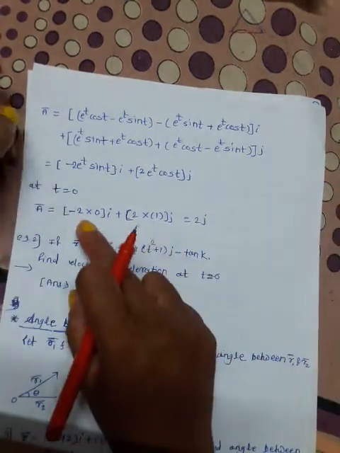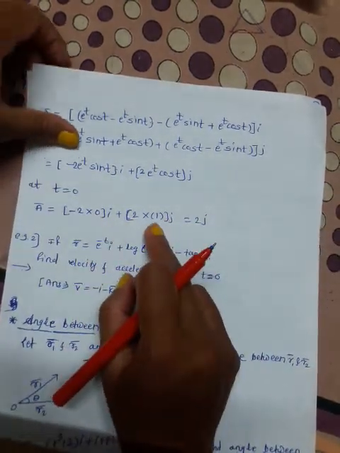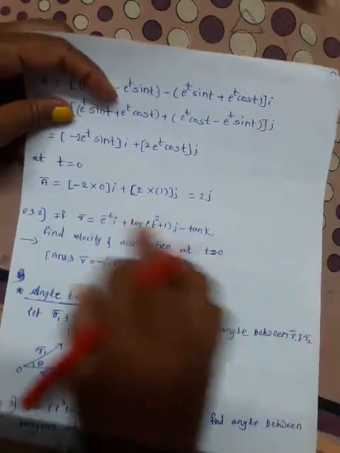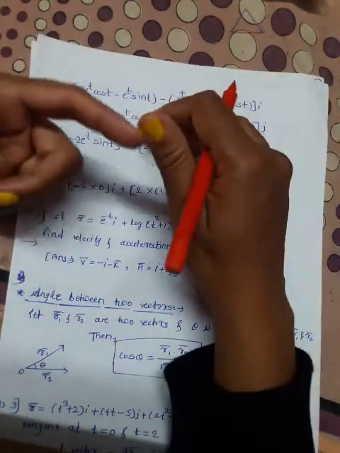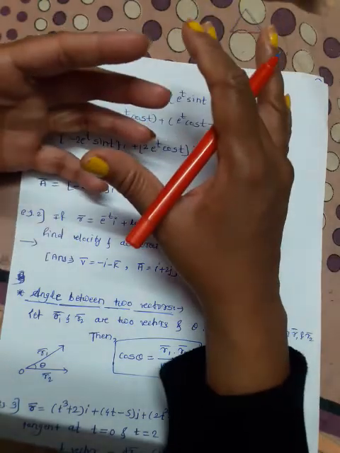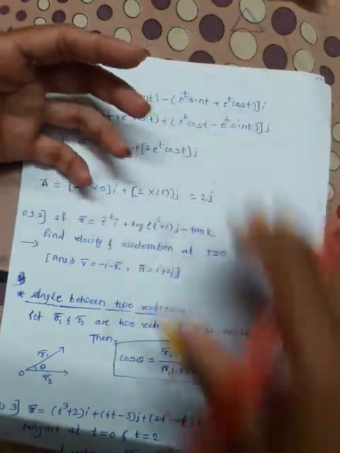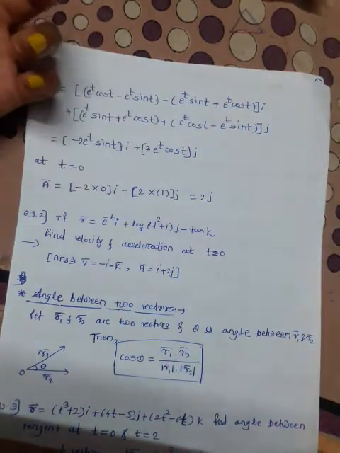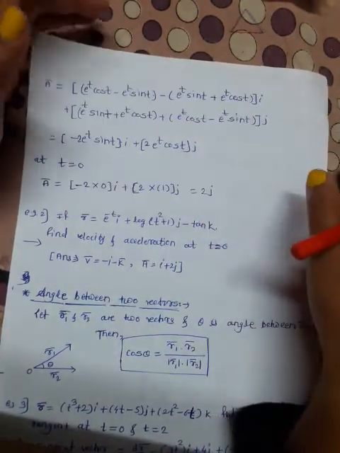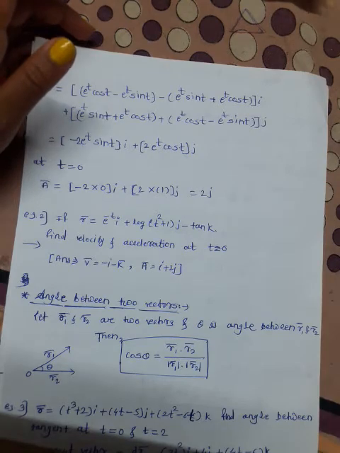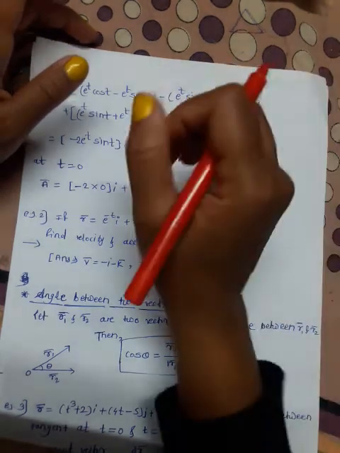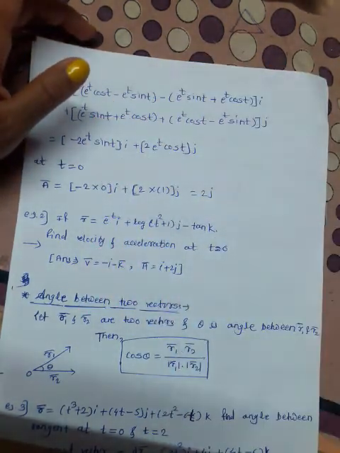Okay, item gets cancelled. 2 into 1 into j, that is 2j. This is the acceleration vector. Any vector which contains i, j, k is called a vector, but if any vector contains only i, only j, or only k, those vectors are also called vectors. Not necessary that all three of them should exist.